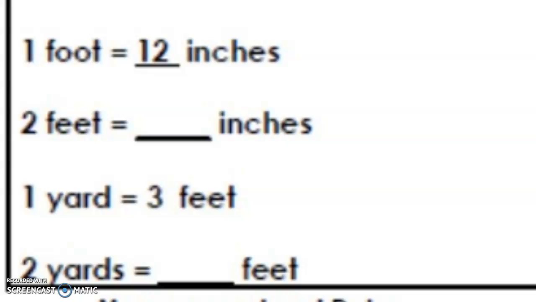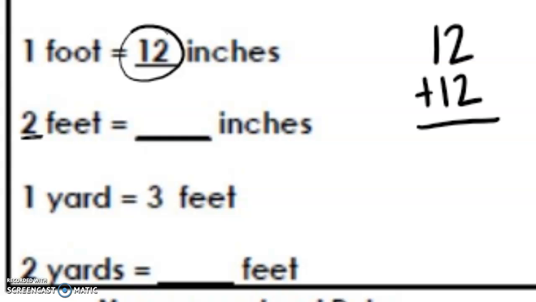1 foot equals 12 inches. So if we know 1 foot is 12 inches, they want to know what 2 feet is. So if we have 2 feet, we're going to add this number to itself. So we have 2 of them. 12 plus 12. So 2 plus 2, 4, and 1 plus 1 is 2. So 2 feet is 24 inches.